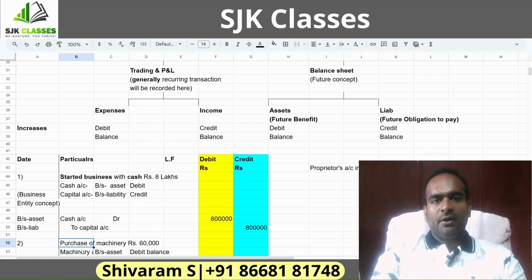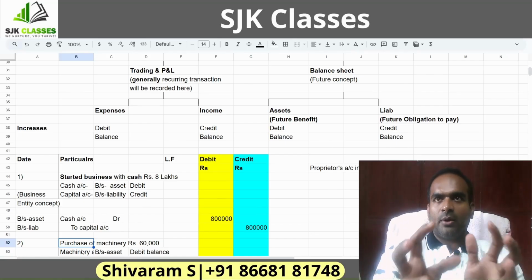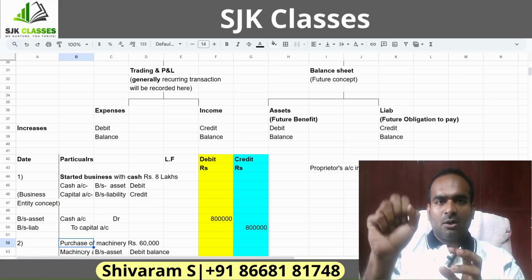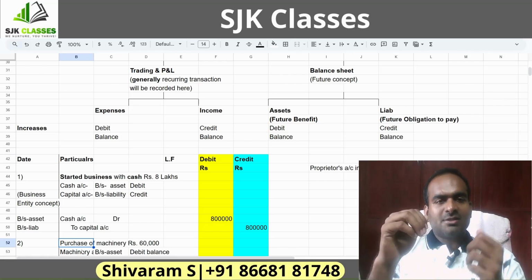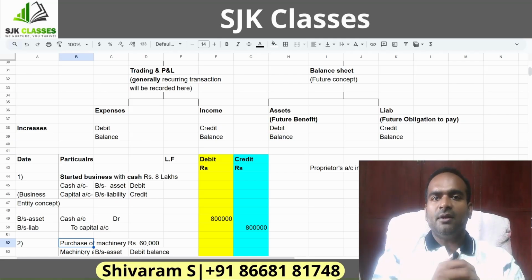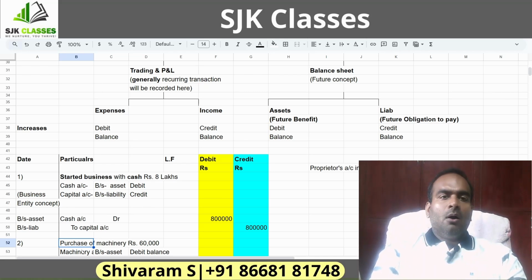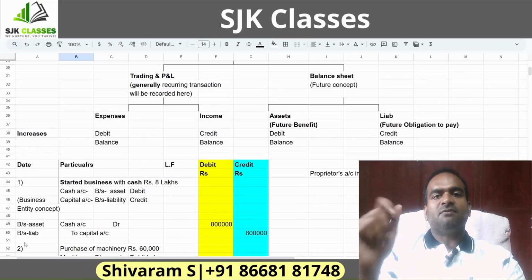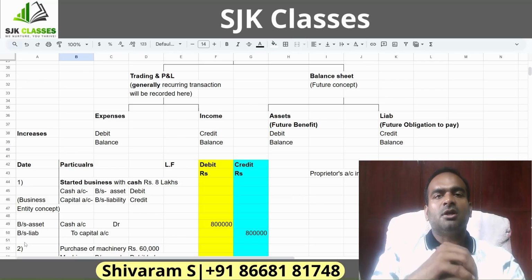Now what are the accounts involved here? Visualize this transaction. You are going to a shop and purchasing machinery. What are the accounts involved here? The machinery account is involved. Automatically, the next account should be what? I can't purchase machinery free of cost. I have to pay money for it, right? So the second account is going to be the cash account. So the accounts are the machinery account and the cash account. There are two accounts involved here: one is machinery, the other one is cash. Now what should you do? You have to go for classification. What is the nature of the machinery account?